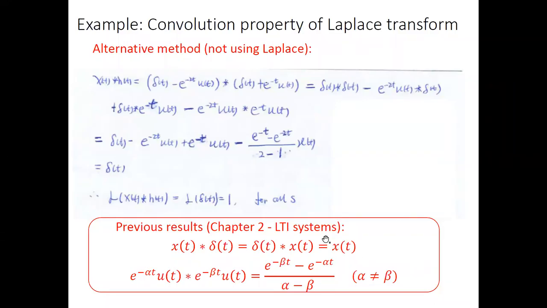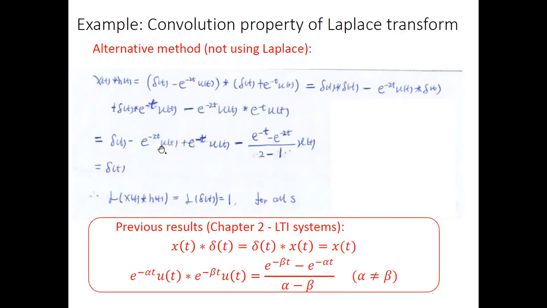Then we learned in chapter 2, so these are all the previous results we learned. Any signal x of t convolved with delta t is itself. So the first term, the result is just delta t. The second term, the convolution is just this signal, because convolving with delta t is itself. The third term is this signal, exponential minus t u(t), because convolution with delta t is itself. And then the last term, we did this example in chapter 2. If I have two exponential signals with exponent coefficients minus alpha and minus beta respectively, and when alpha and beta are not equal, then their convolution is this. You can check in the slides of chapter 2. I will just apply this result. Here, alpha equals 2, beta equals 1.